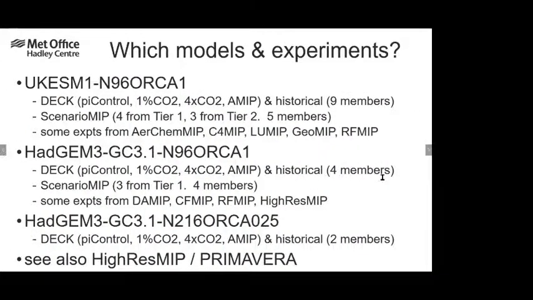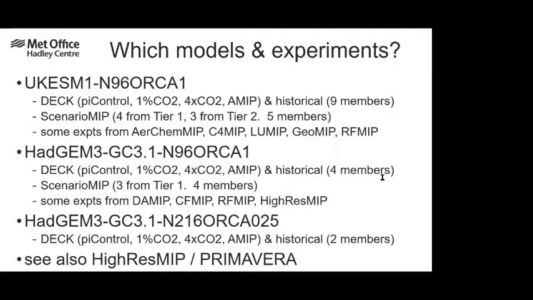So I said selected experiments. Let me tell you that for the three models that we're looking at, those are described here. We've got an Earth System model, UKESM1, run at the N96 ORCA1 resolution, and then two resolutions of the HadGEM3 GC3.1 physical climate model: a low resolution version run at the same resolution as UKESM1, and a higher resolution model as well. And in addition, there's data there from HighResMIP, which is an even higher resolution version of the HadGEM3 model.